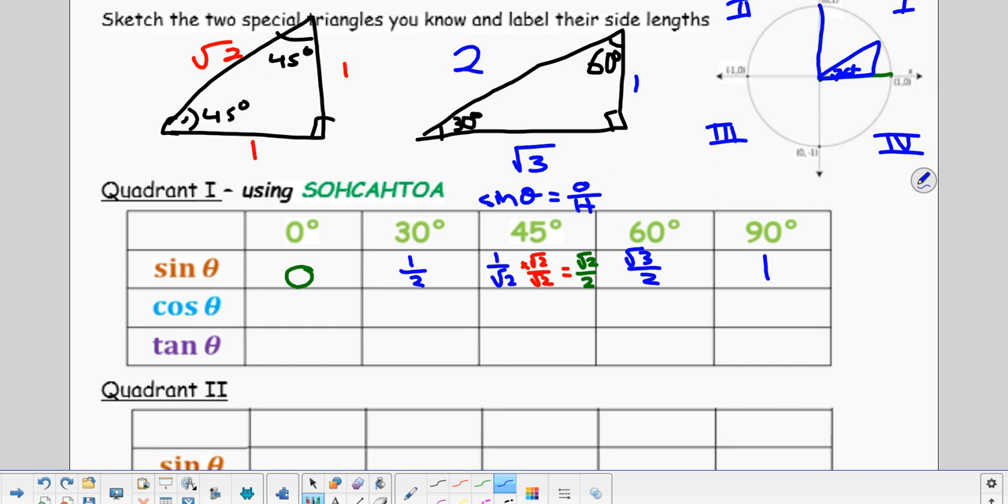Similarly, cos of theta, if it was 0 degrees and it's all the way across, what would that be? Remember it's horizontal. What's the x coordinate of point P if it's over here? 1. Yeah, exactly, positive 1.